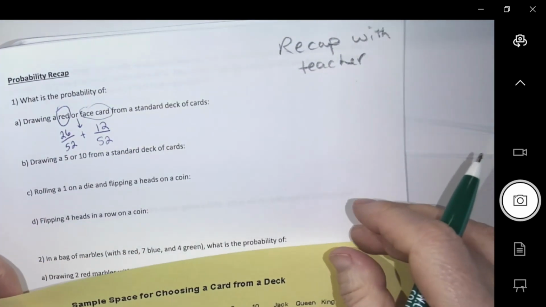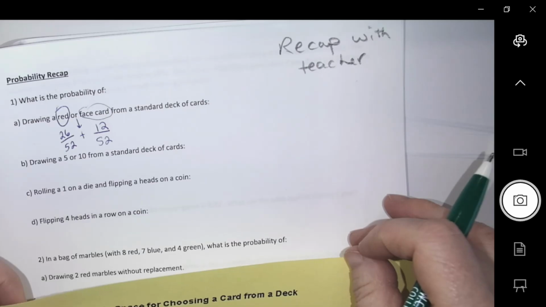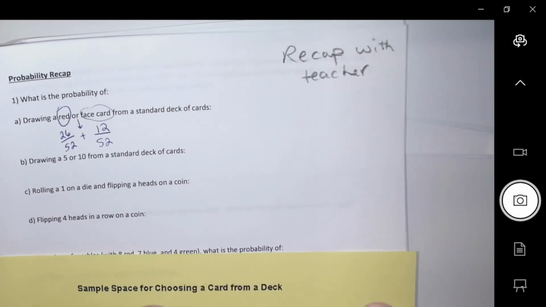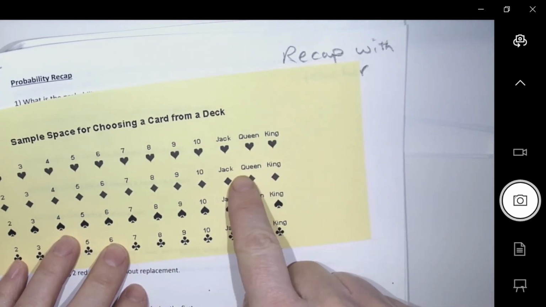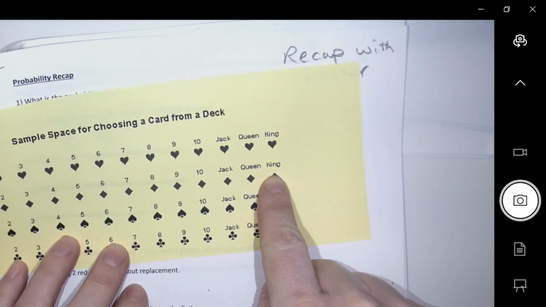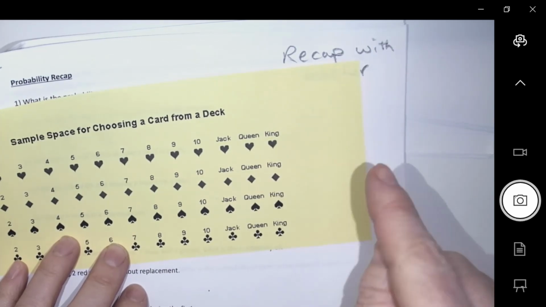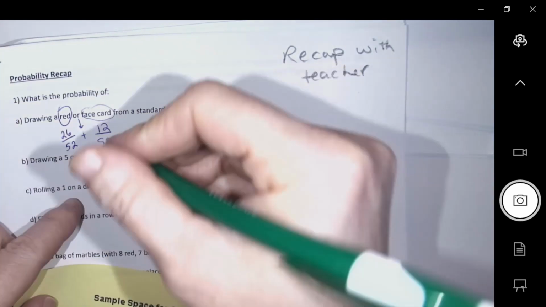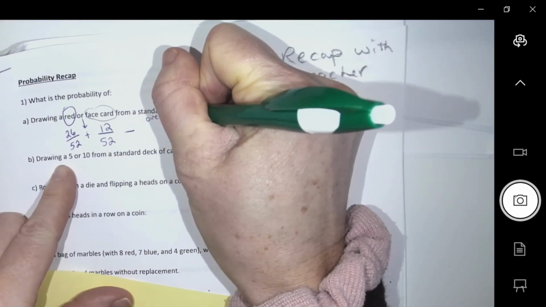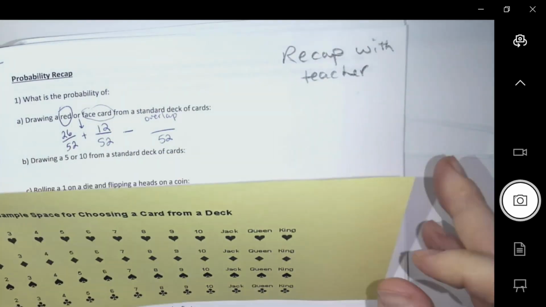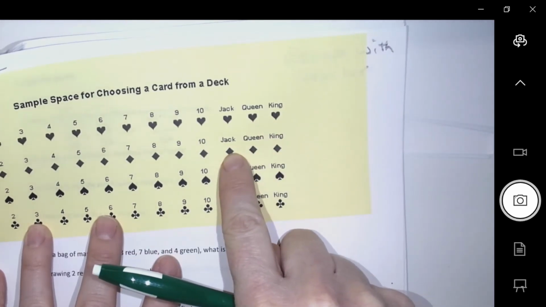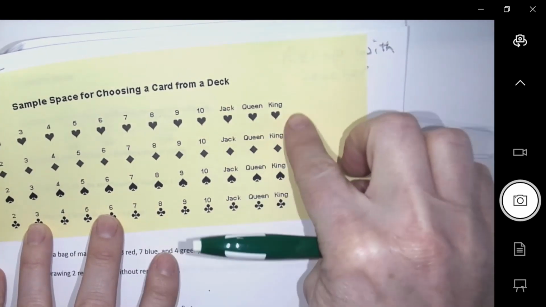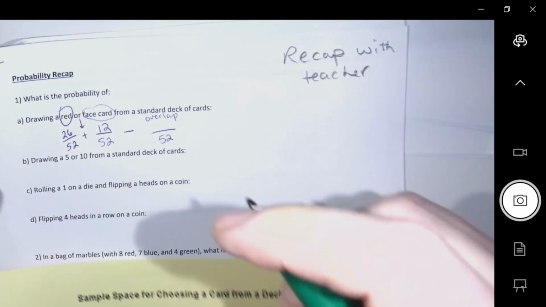Okay. Were these events overlapping or completely separate? Overlapping. Because what did I do? I ended up counting these red face cards twice. So the red face cards I counted twice. So I'm going to have to minus the overlap. So how many cards did I overlap and count twice? 6. I counted the red face cards in the red and in the face cards, so you double counted them.